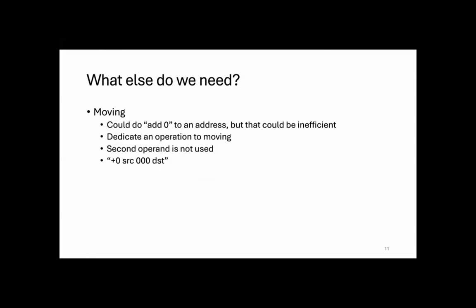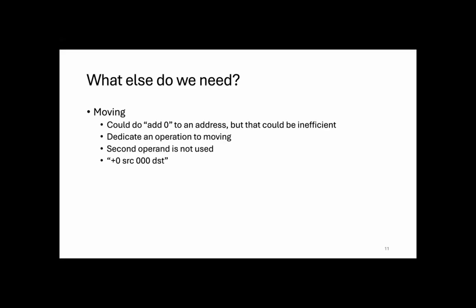Okay, what else do we need in our language? In our language, we want to be able to move one number from one location to another location. One way of doing it is we can think, oh, let's just do an addition operation and add a 0 to an address, but that could be insufficient and could be confusing. So it's better to have an operation that is specifically used in order to move a value from one location to another location. And we can use the operation, we give it a 0 to represent it. So +0 representing the moving operation.